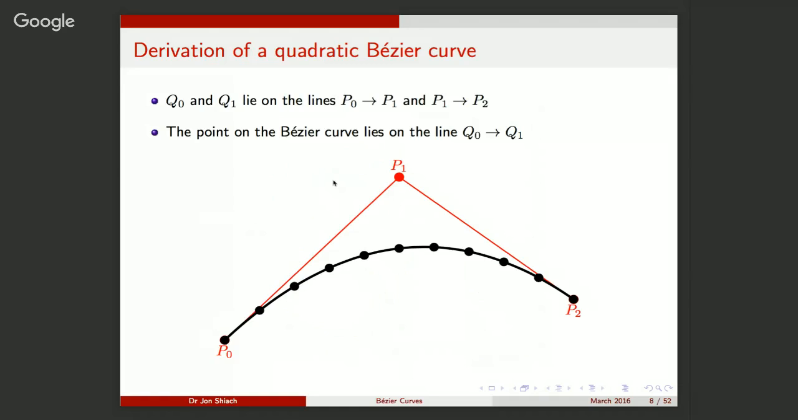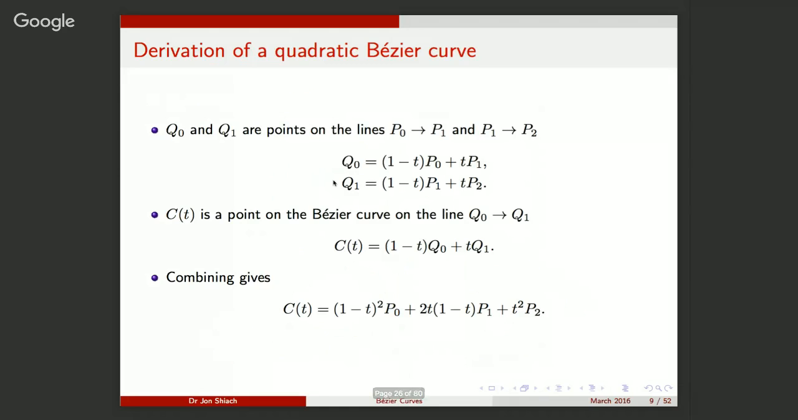But the problem with this approach is we don't want to have to draw lines and measure how far along that line we are. We want to be able to define this algebraically. So the challenge is we want to come up with an algebraic expression to draw that Bezier curve.